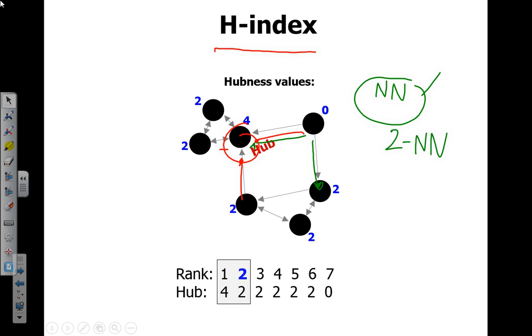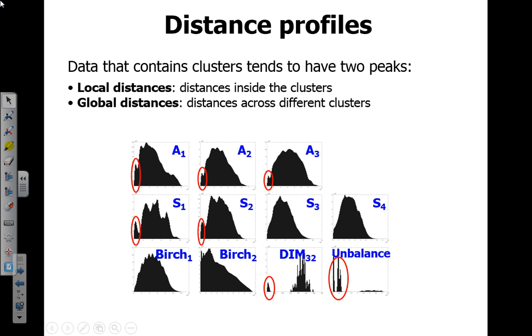So if the hubness or this H index is a small value, we have really uniformly distributed data, but if it's big, it means that there are more of these kinds of hubs in the data, so it indicates that there is some hidden structure inside.